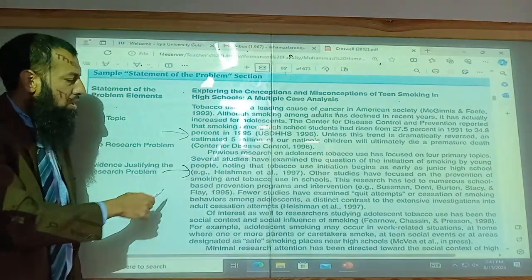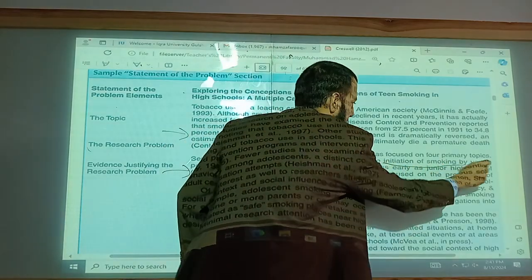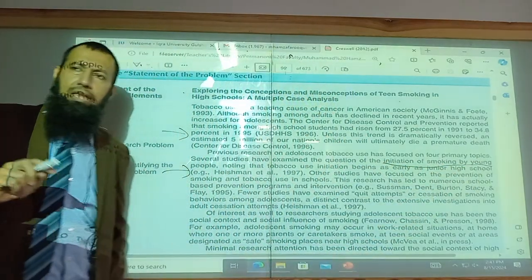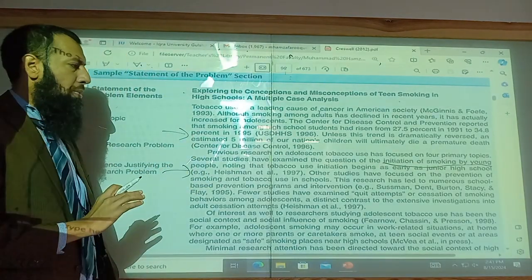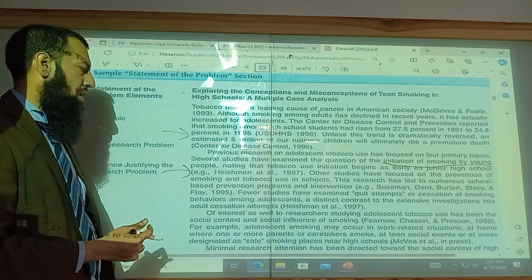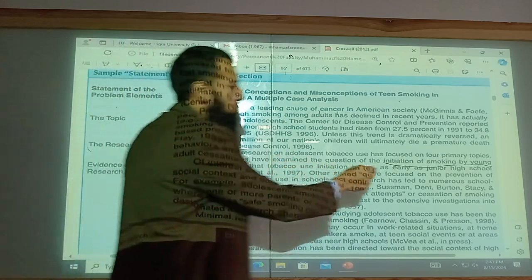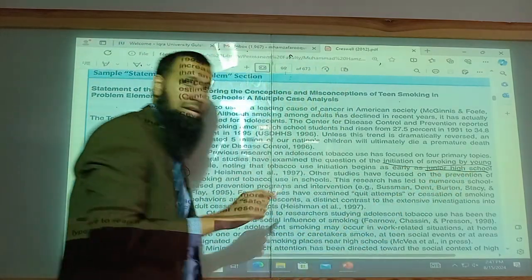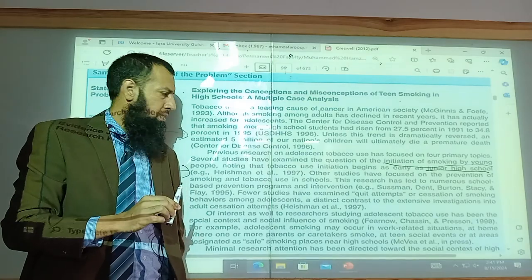Then you talk about what is already done. So you talk about initiation of smoking by young adults. When we talk about the initiation, it is the starting of smoking. So you see it's already talked about when the youngsters start smoking, and they say junior high school. They mentioned the smoking starts in junior high school.